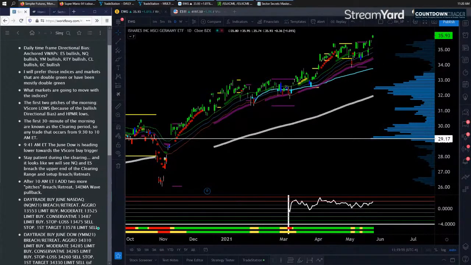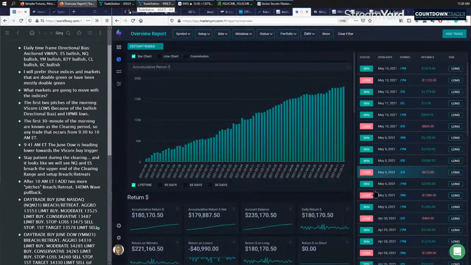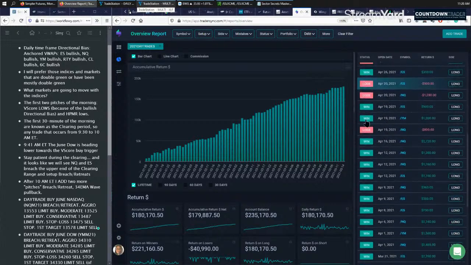Not to brag, but we're kicking butt in sector secrets. So far, we're doing very well day trading with the 5 pitches in 2021 in the room. Are there losing days? Oh, gosh. Yeah, I like to show you guys my losers. I love to show you. Look at all the red.